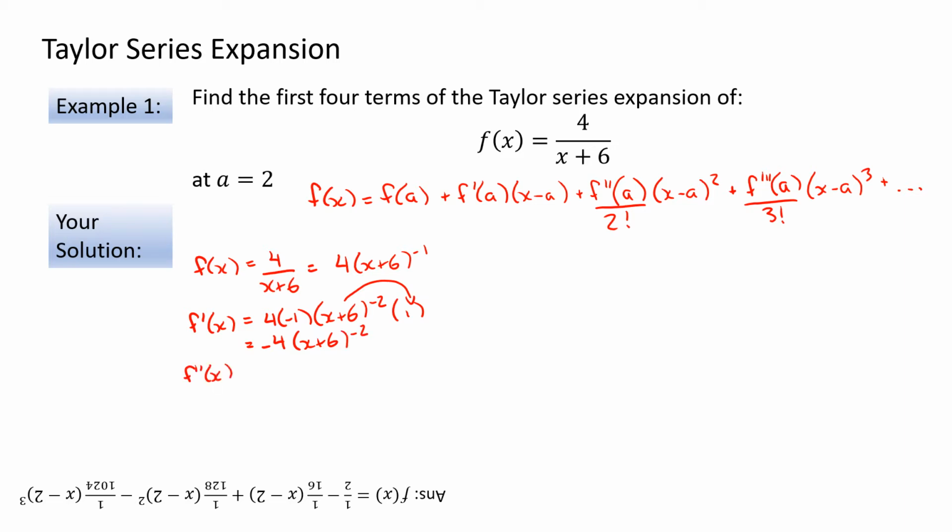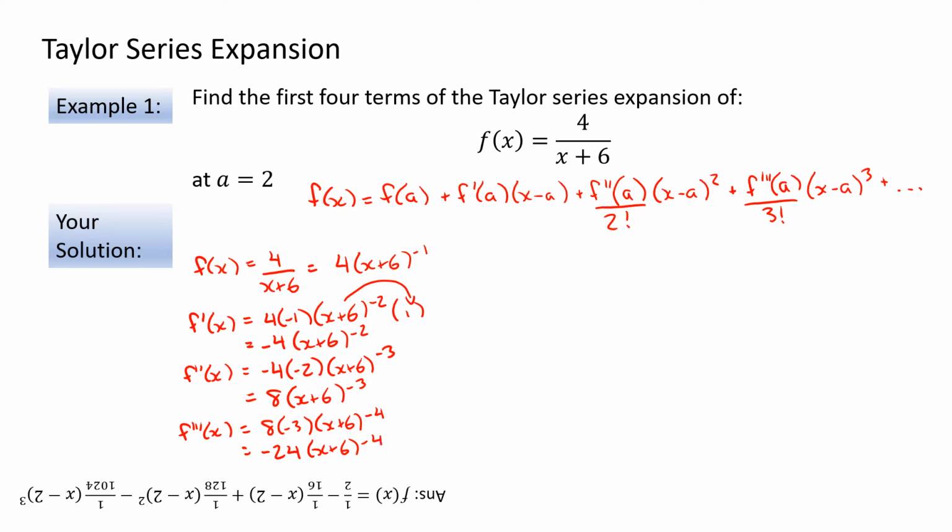The second derivative is equal to negative 4 times negative 2, x plus 6 to the now negative 3. Simplifying that, we get 8 times x plus 6 to the negative 3. Our final derivative, the third derivative, is equal to 8 times negative 3 times x plus 6 to the negative 4, again just using the power rule each time. So we arrive at negative 24 times x plus 6 to the negative 4.